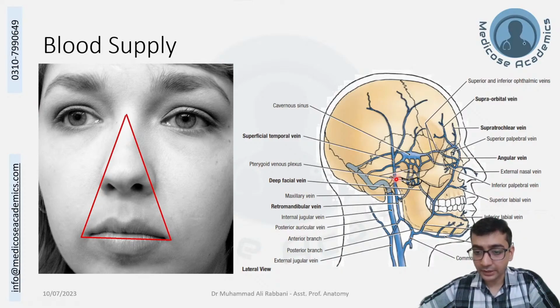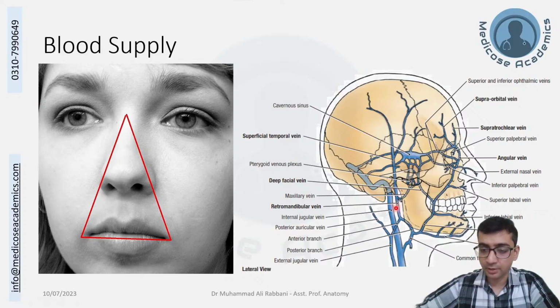In the retromandibular vein, as it comes down, there is the superficial temporal vein. From the pterygoid plexus comes the maxillary vein. They are forming the retromandibular vein. The retromandibular vein, as it comes down, breaks into an anterior division and a posterior division. The anterior division joins the facial vein. The posterior division joins the posterior auricular vein to form the external jugular vein.